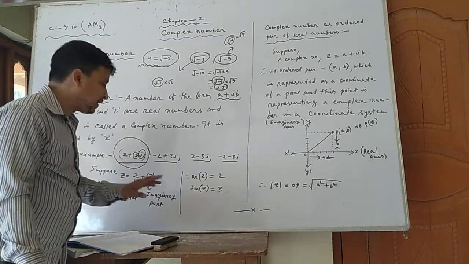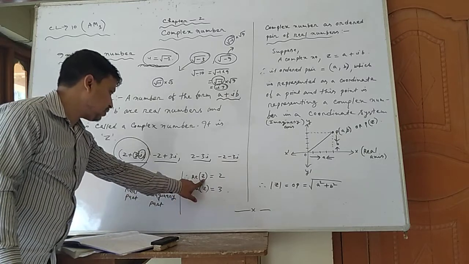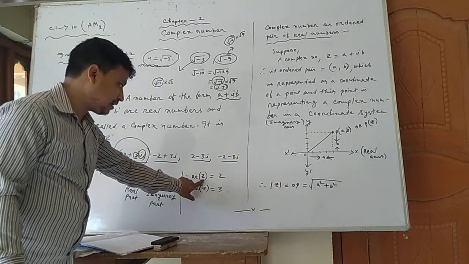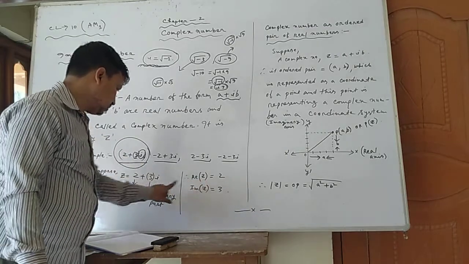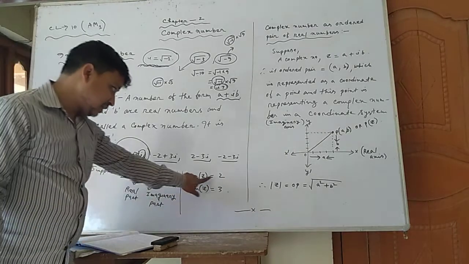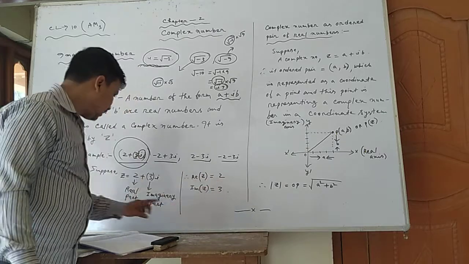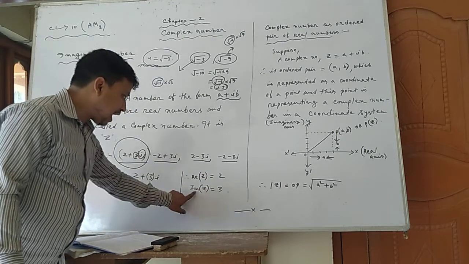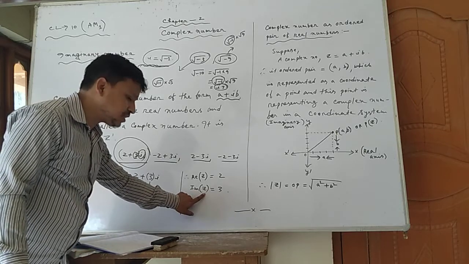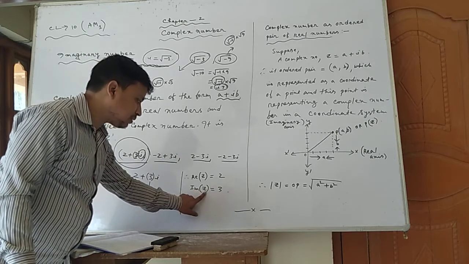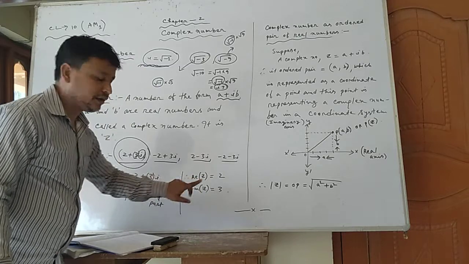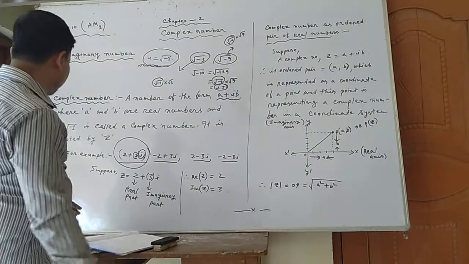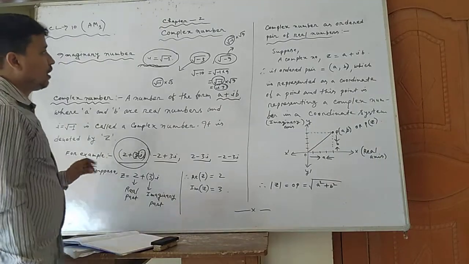How will you represent that? The real part of z you write as Re z, where Re means real part and z means complex number. Here the real part of z is 2. And the imaginary part is written Im z, where Im means imaginary. The imaginary part of the complex number is 3. That way you write the real part and imaginary part of a complex number.